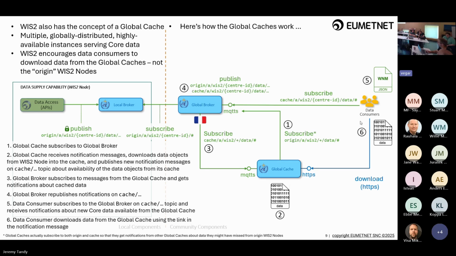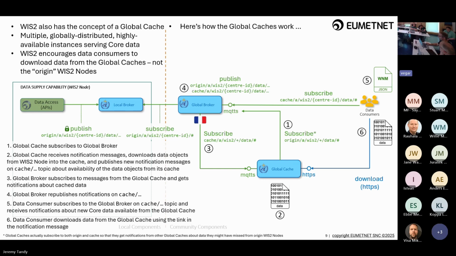What that means is that my data consumer, if they're subscribed on cache, they don't have to care whether or not a particular thing is cached or not. They'll get all the messages published by the caches. Most of them will point to data in the cache itself, and some of them might point directly to ECMWF or Met Office or whatever. So we're working it out.